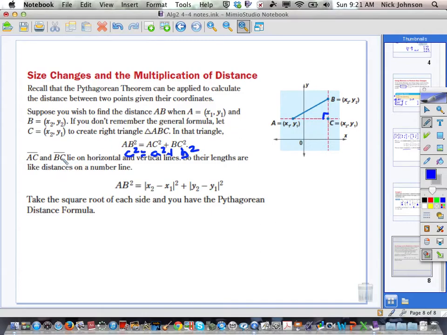So, all this is saying is c squared equals a squared plus b squared. All you did was take the x's, subtract them, square them, take the y's, subtract them, square them, and take the square root of each side, and then you have the Pythagorean distance formula. So you take your x2 minus x1, get your answer, square it. Take your y2 minus your y1, square it, and then set that equal to c squared, which is this side right here, and you're going to end up finding your distance.